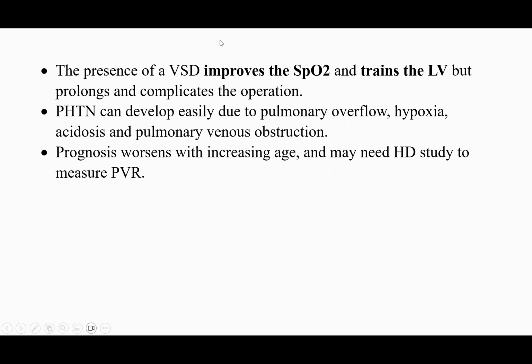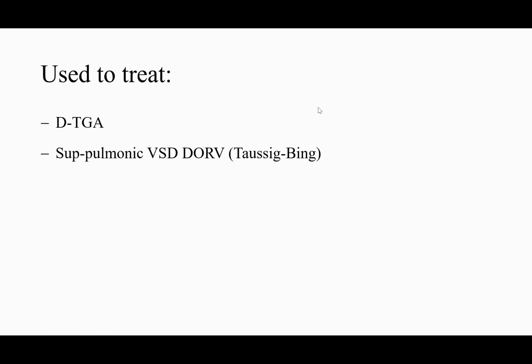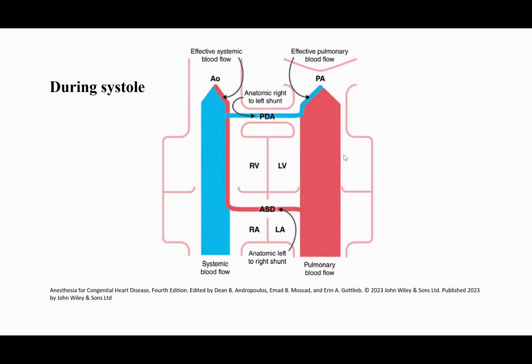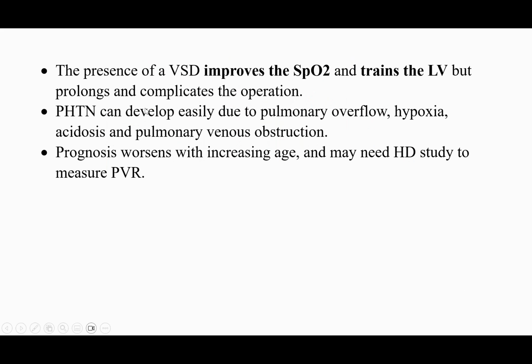The presence of a VSD improves the saturation and trains the left ventricle, but prolongs and complicates the operation. So the presence of a VSD, when there is an ASD and a VSD, the mixing is better. Maybe the lung is congested a little, but the oxygenation becomes better. And also the left ventricle is exposed to the aortic pressure, so it remains conditioned for a longer time. We'll talk about this issue shortly.